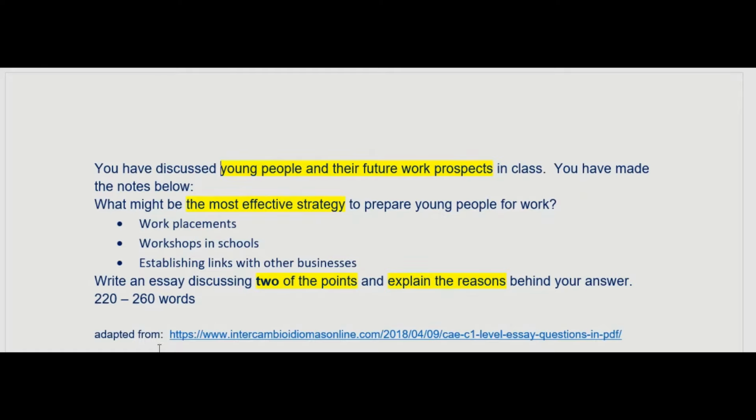And the word count at CAE is between 220 and 260 words. It doesn't matter if you're slightly over 260, but under 220 probably is not going to give you enough of a word count to really be able to argue your point.